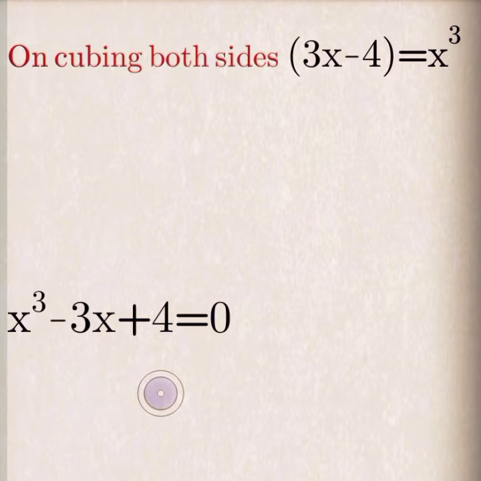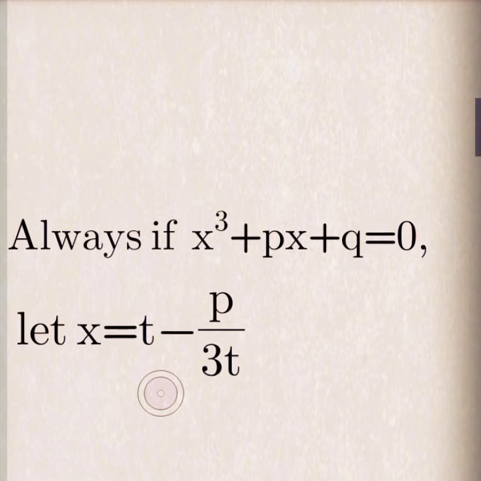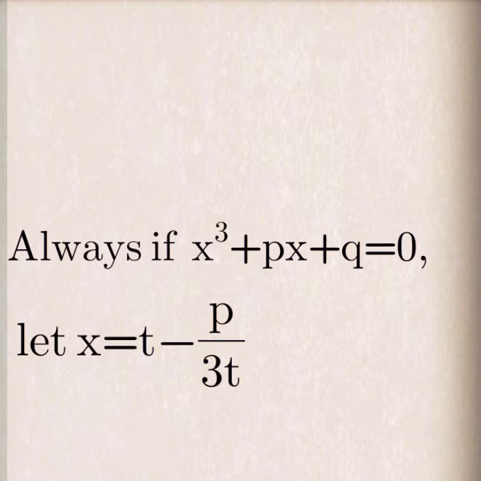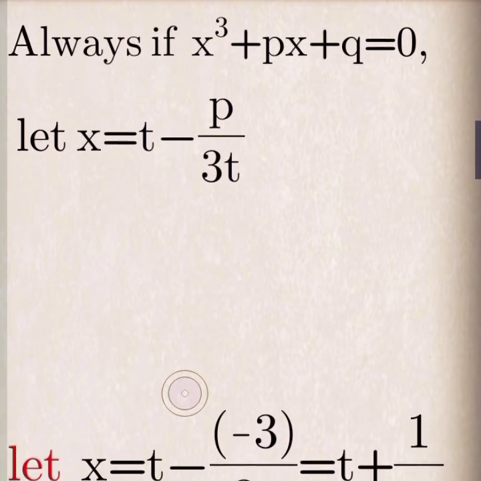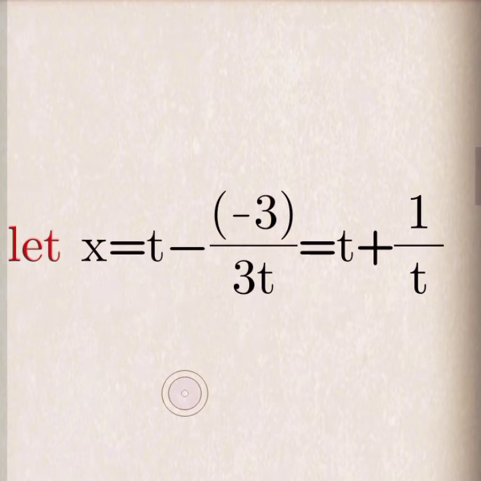Now, whenever you have this form here, x cubed plus px plus q being equal to 0, where of course p and q are constants, always make a substitution that x is equal to another variable t. You can set t to be anything. The substitution is t minus p divided by 3t. This substitution helps you to make the equation in this format. You're going to see what I'm trying to say.